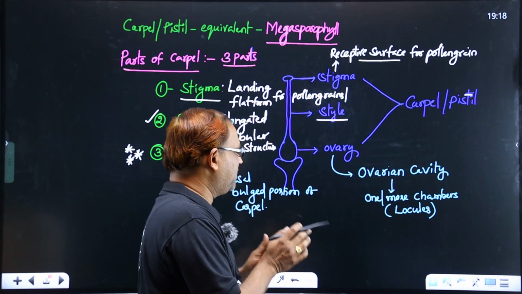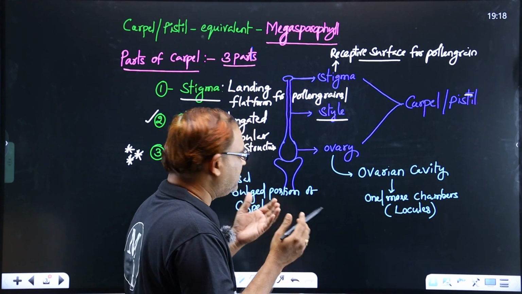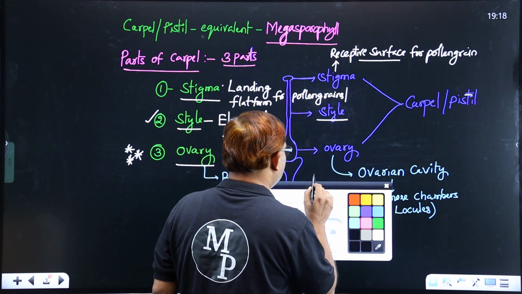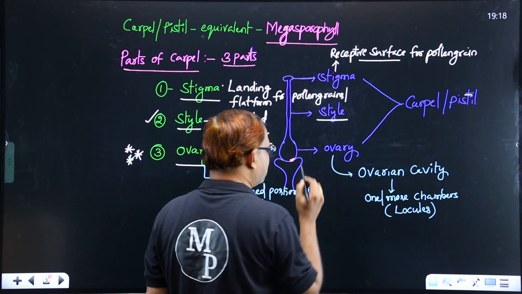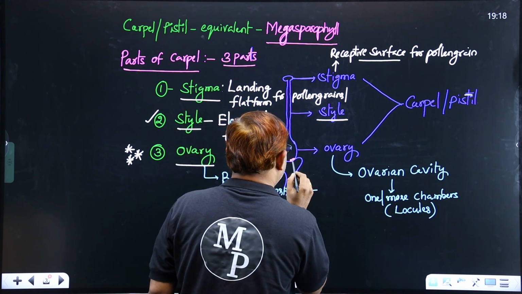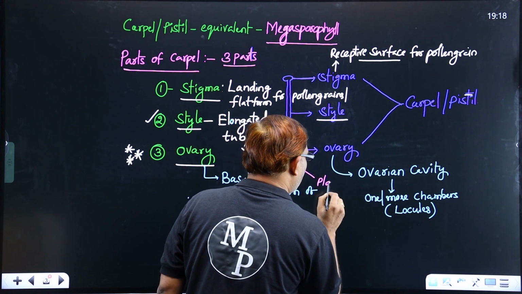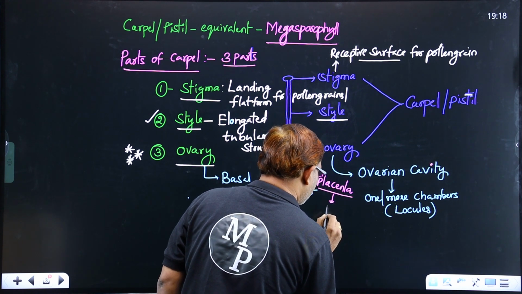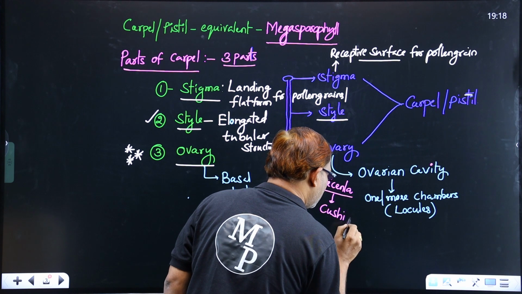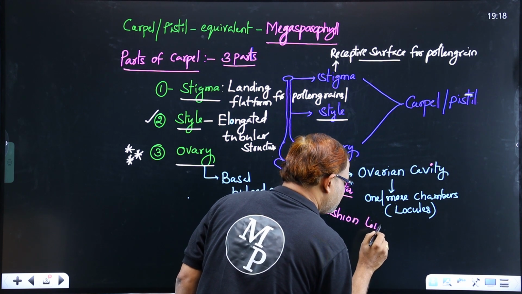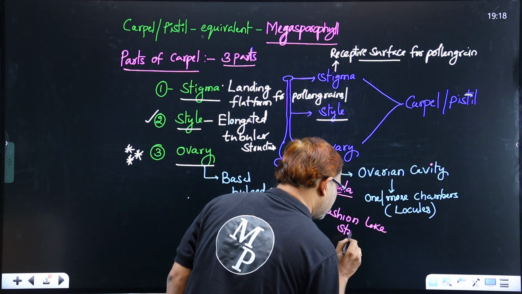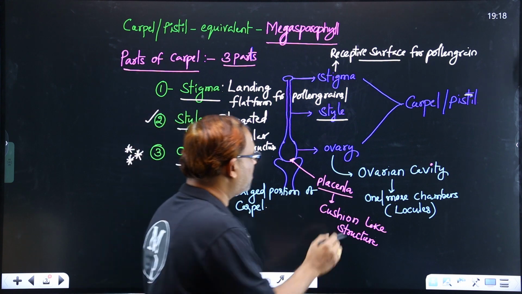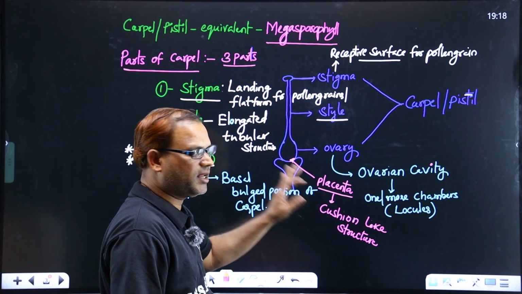Then next, inside the ovarian cavity there is a cushion-like structure. The cushion-like structure is called the placenta. Very important. So the placenta is a cushion-like structure that is present inside the ovarian cavity. That name is called the placenta, okay, right?